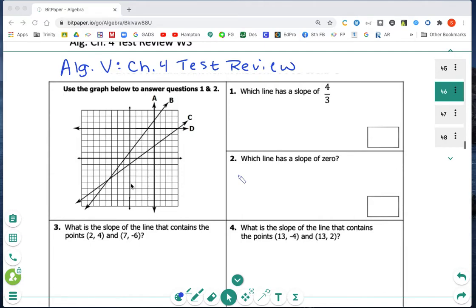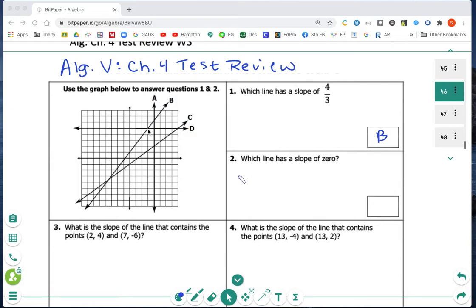Line A doesn't have a y-intercept, so I'm going to find my x-intercept. I'm going to go up 4, 1, 2, 3, 4, to the right 3, 1, 2, 3, not on line A. I'm going to try line B. Up 4, 1, 2, 3, 4, to the right 1, 2, 3, hits line B. So the line that has a slope of 4/3 is line B.